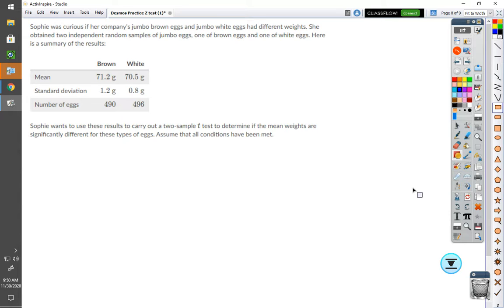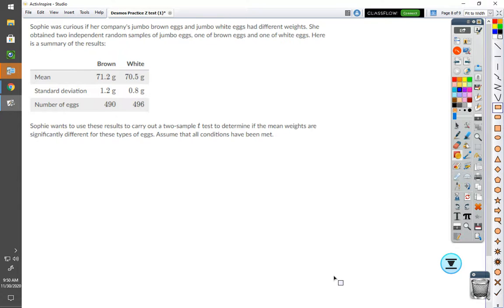So we have a question which says, Sophie was curious if her company's jumbo brown eggs and jumbo white eggs had a different weight. She obtained two different independent random samples from jumbo eggs, one for brown, one for white. Here's a summary of the results. So we have a mean value for brown, a mean value for white. We have standard deviation of both sets, and we have a different set size of 490 versus 496. Sophie wants to use the results to carry out a two-sample t-test to determine if the mean weights are significantly different for these types of eggs. Assume that all conditions have been met.